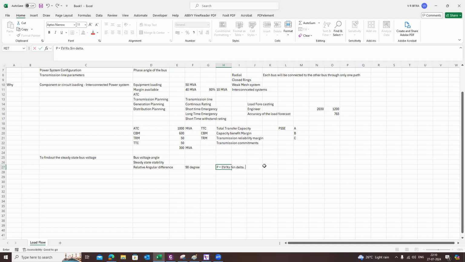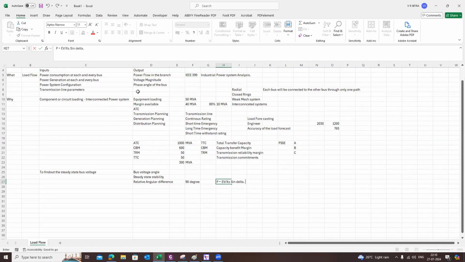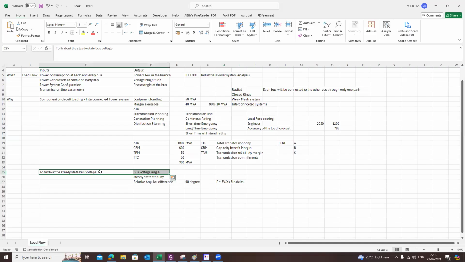As I mentioned earlier, this IEEE 399 is for an industrial power system. So all the terminology given is applicable only for the industrial power system. But when you are doing load flow analysis for generation, transmission, distribution planning, in addition to these terms, there is something called the steady state stability. Because 399 talks about only finding out the steady state bus voltage, especially the magnitude, and to an extent the bus voltage angle. But it will not talk about any steady state stability.